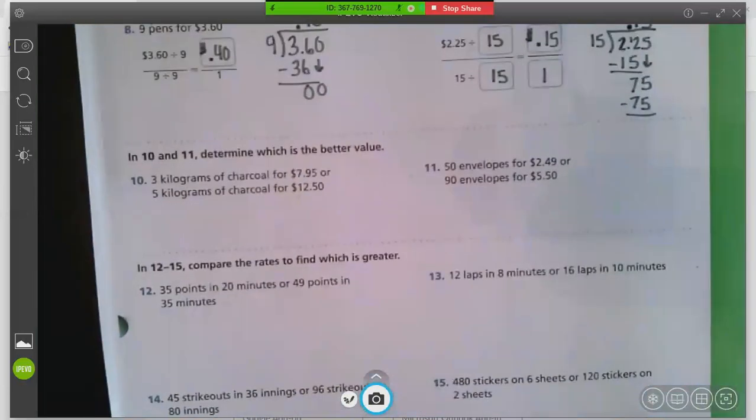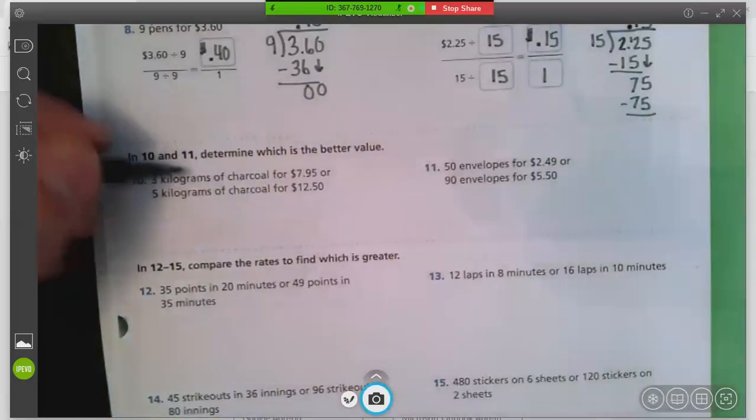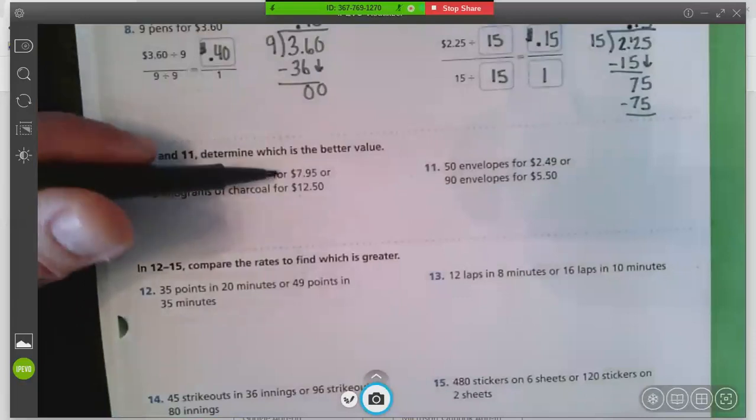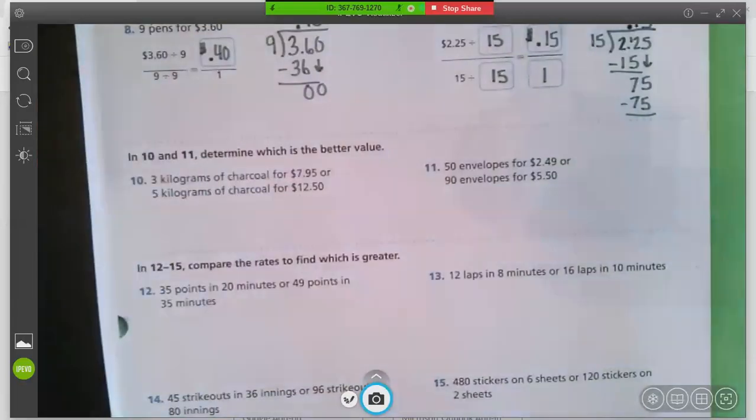Any questions on that? Any questions, comments, or concerns? Everybody's doing a great job. Okay, 3 kilograms of charcoal for $7.95, or 5 kilograms of charcoal for $12.50. How would I set up that rate? What do you think I need to do there?